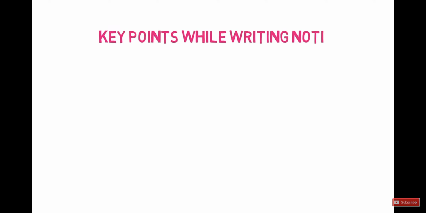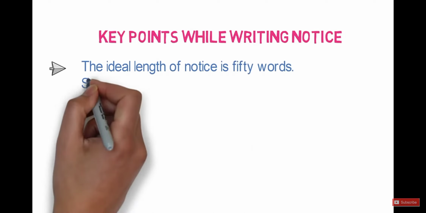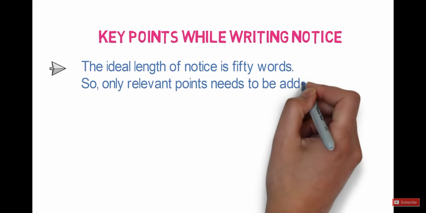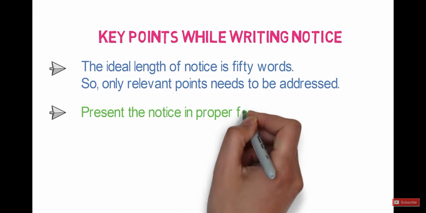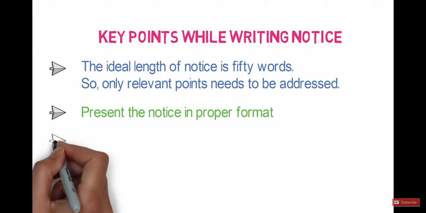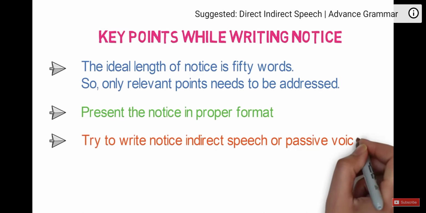Now there are some key points that must be kept in mind while writing any notice. First one is the ideal length of the notice is 50 words, so only relevant points need to be addressed in it. Second one is to present the notice in a proper format. Third one is to try to write the notice in indirect speech or passive voice only.